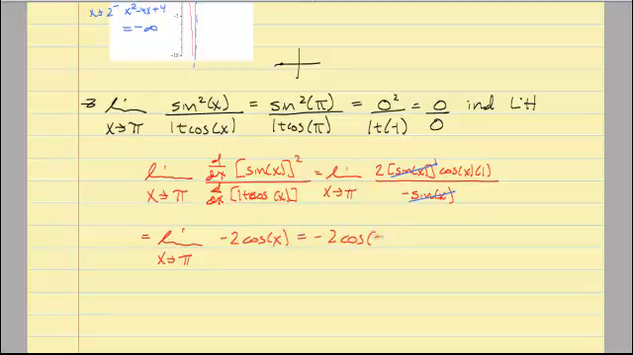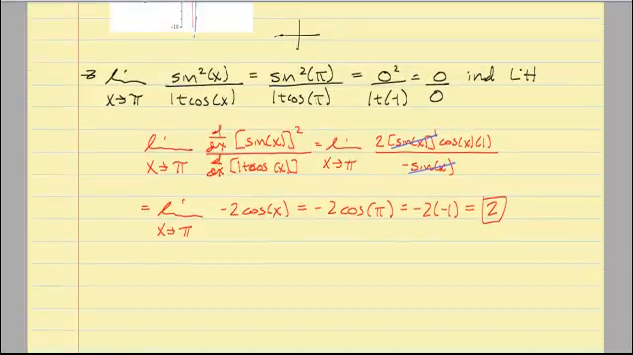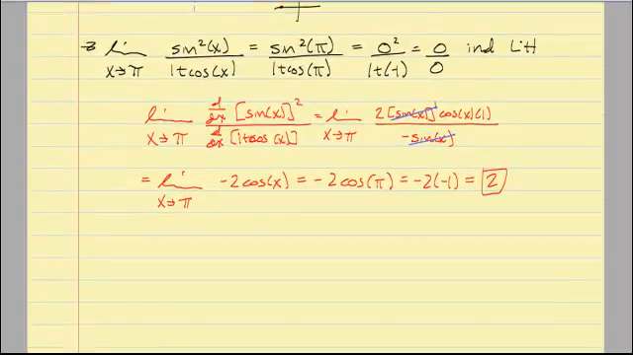Now let's go ahead and plug our pi back in. Cosine of pi is negative 1. Negative 2 times negative 1 is a positive 2. And so 2 is my limiting value here. We can also check this out graphically, and we'll look at a graph in a second. And we can also look at this algebraically.